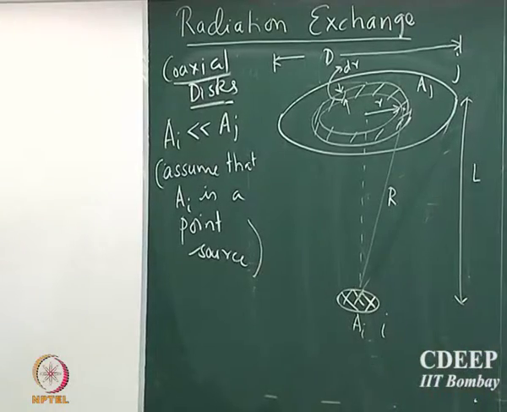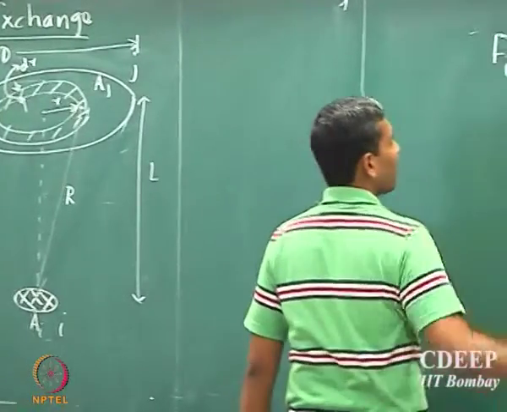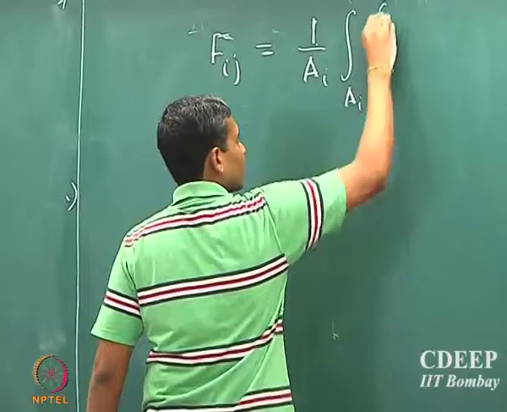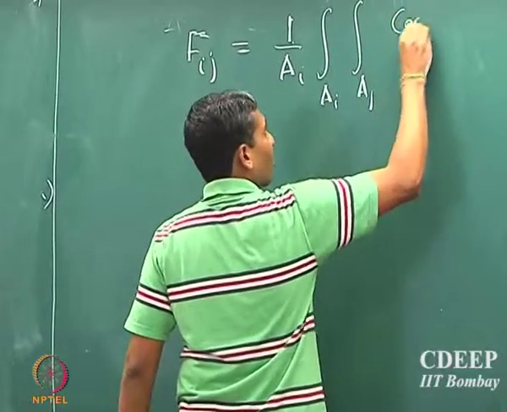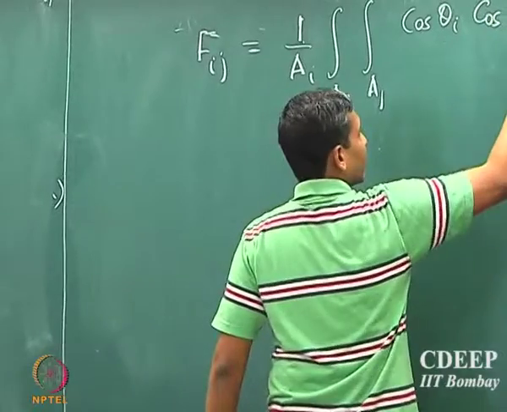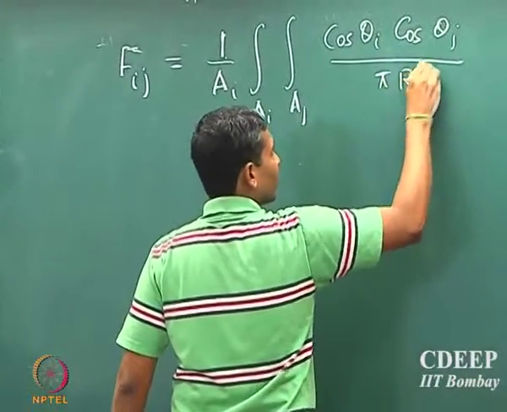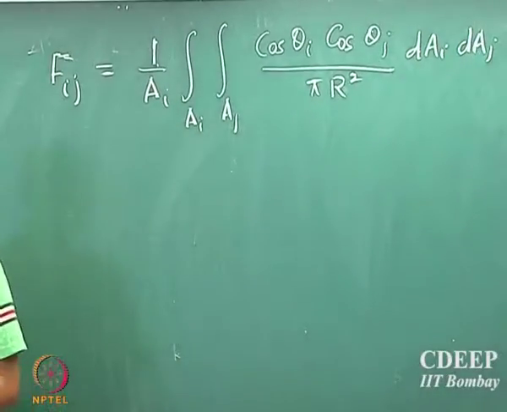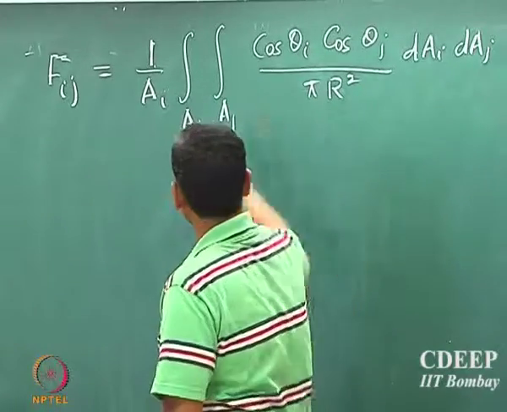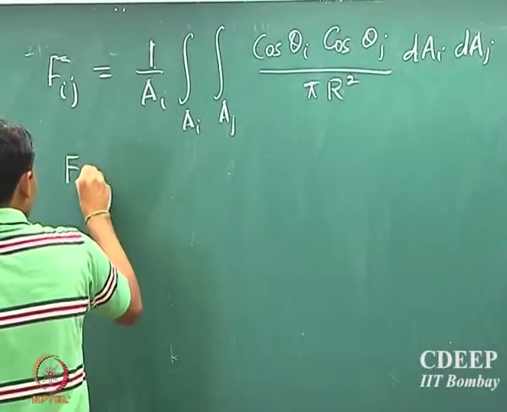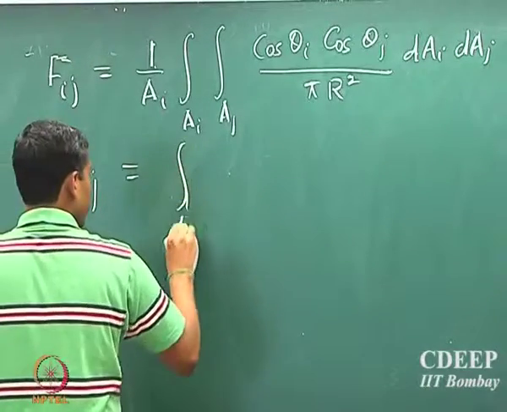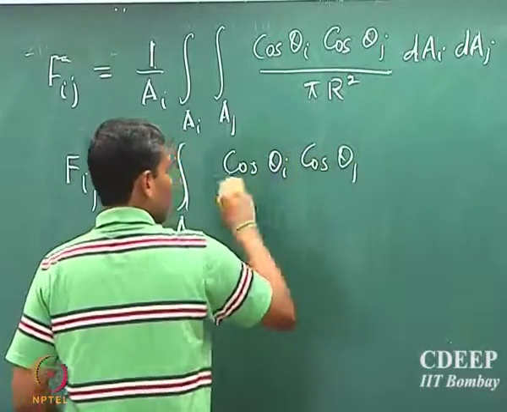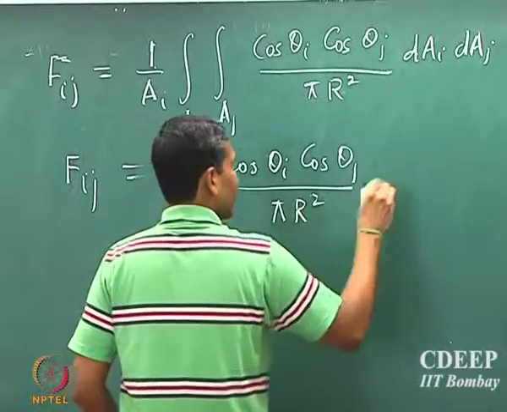So, the view factor Fij is given by 1 by Ai, integral over Ai, integral over Aj, cos theta i cos theta j divided by pi r square dAi dAj. I have assumed that i is a point source, so I can simply integrate it out and so this is essentially integral over Aj cos theta i cos theta j divided by pi r square into dAj.